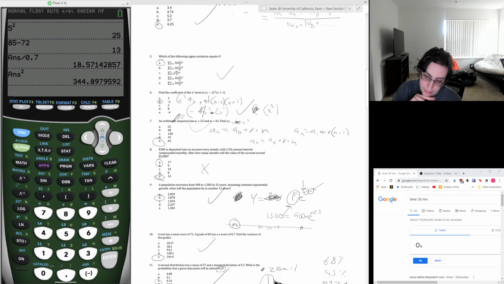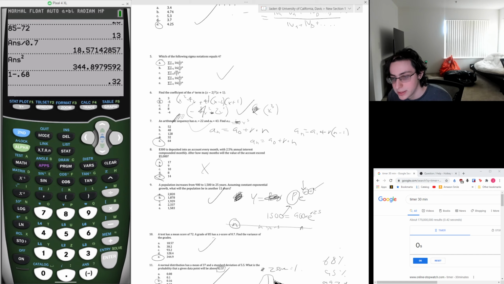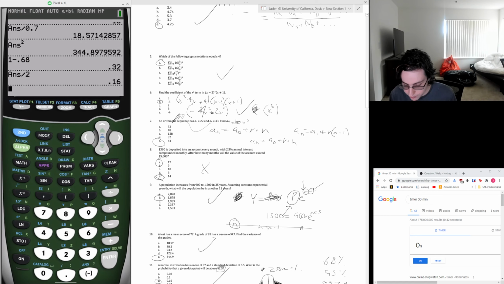Now the way that you calculate is simple. We know that the probability that a data point is within 1 standard deviation is 68%. So the probability that it's not within is 1 minus 68%. So 1 minus 0.68 gives us 32%. But that's 32% in both directions. So you need to divide by 2 so that we're only looking at one side of it. So we have 16%. That's the probability.